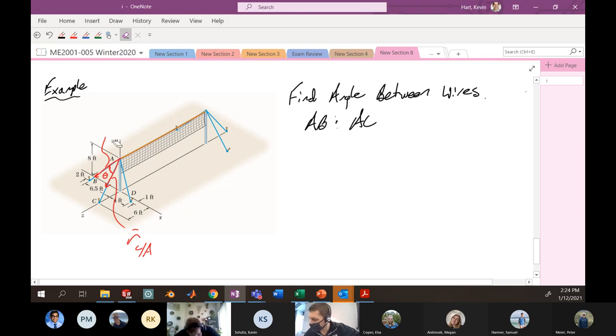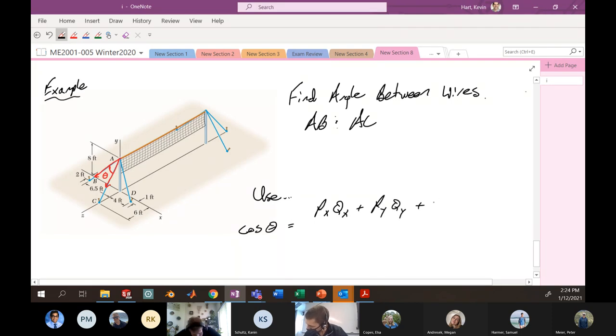Okay, I'm going to get rid of a little bit of the clutter here. And with that idea in mind, we're going to use scalar product or dot product information that we generally have. And that is that the cosine of the angle theta is going to be something like PxQx plus PyQy plus PzQz, all over the magnitude of P times the magnitude of Q. That's sort of what I'm after here.